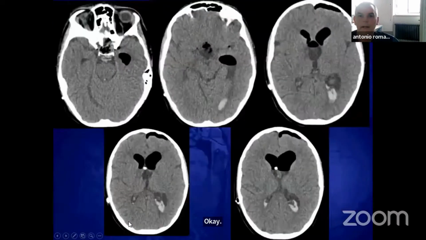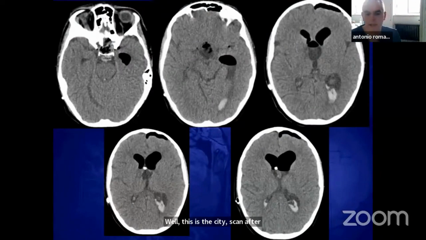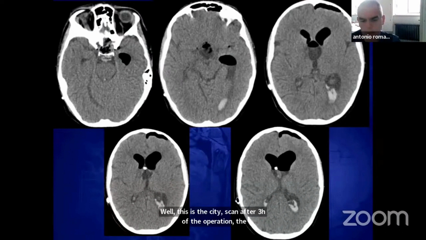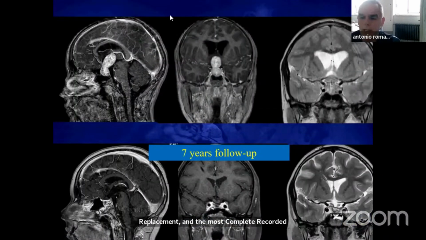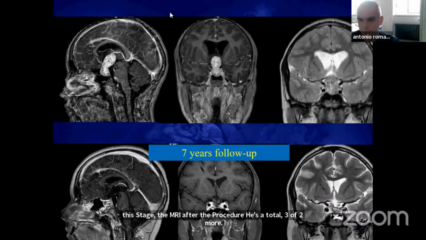Well, this is the CT scan after 3 hours of the operation. No clinical complications were reported after the procedure. Ophthalmologic examination documented almost complete resolution of the hemianopsia. Obviously, the patient underwent total hormonal replacement and was completely recovered at this stage. The MRI after the procedure is totally free of tumor. This is the last MRI after 7 years of follow-up.